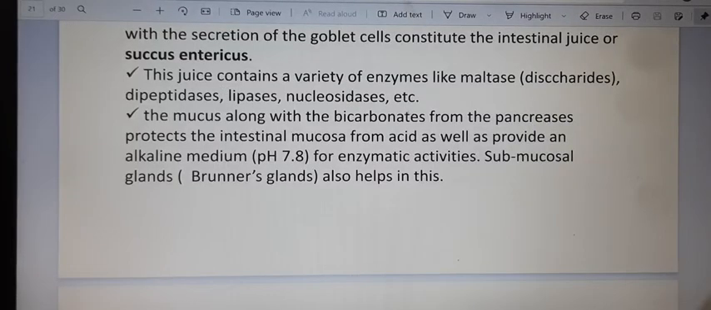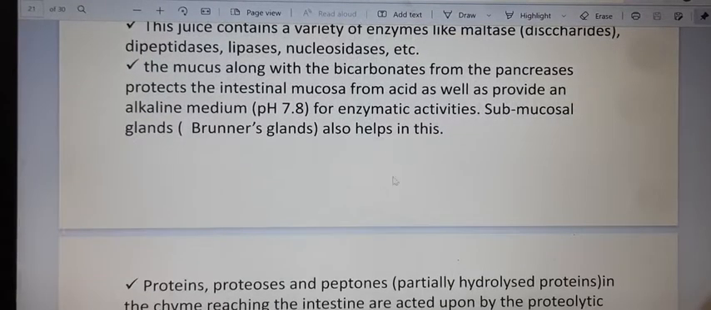Lipases, nucleosidases, etc. And many more others are there. Then the mucus along with the bicarbonates from the pancreas protects the intestinal mucosa from acid as well as provides an alkaline medium for enzymatic activities. So again, mucus along with bicarbonates protects the inner lining of the alimentary canal from acid. Then submucosal glands, which are found in the submucosa, the glands found in the small intestine region, that is the Brunner's gland, also help in this process.